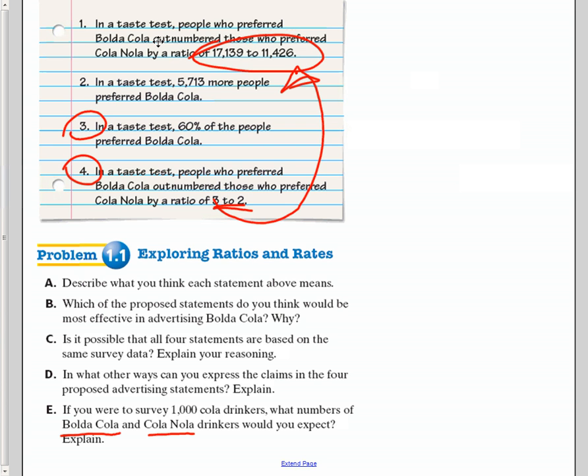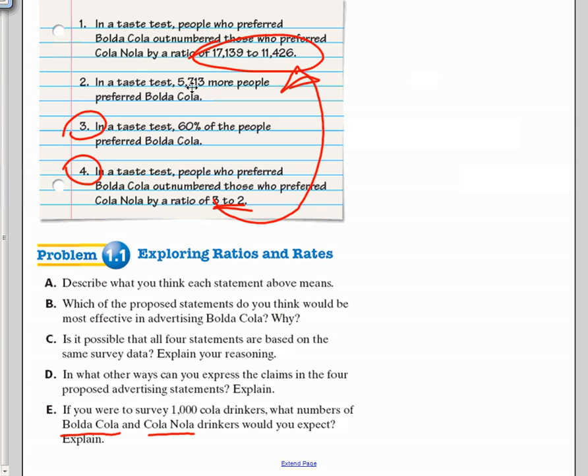In your book, you would be looking at this if we actually went through it. First of all, number one, in the taste test, who preferred Boldicola and Colanola? That's what they're comparing right now. They said 17,139 liked Boldicola, and 11,426 preferred Colanola. That surprisingly can be reduced down to 3-2. That's why there's this line right here, 3-2. It's the same thing, okay? Same ratio, just reduced down. You have to divide it by quite a bit to get down there.